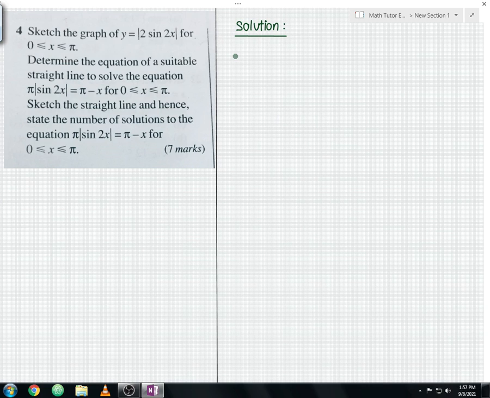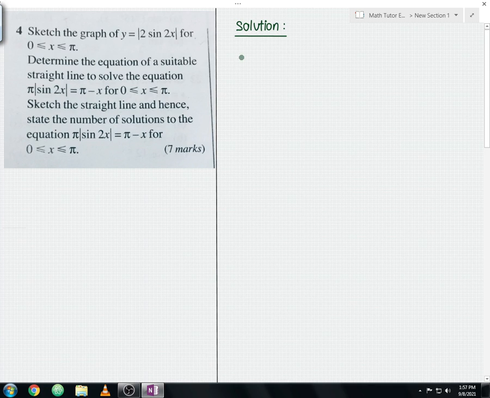Okay, let me read the question now. Sketch the graph of y equals to modulus 2 sine 2x for 0 less than equals to x less than equals to pi. So this is the range of the graph. Continue to read the question. Determine the equation of a suitable straight line to solve the equation pi modulus sine 2x equals to pi minus x for 0 less than equals to x less than equals to pi. Continue to read the question. Sketch the straight line and hence state the number of solutions to the equation pi modulus sine 2x equals to pi minus x for 0 less than equals to x less than equals to pi. So this is the overall question.